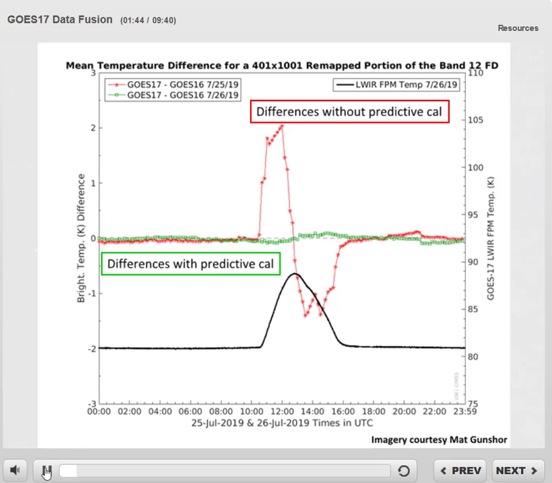This figure shows improvement brought about by predictive calibration. The figure compares band 12 in late July, at the start of the fall equinox heating period, and before band 12 saturates. The red line shows a difference between the mean GOES-16 and GOES-17 band 12 brightness temperature values in a region on the equator on July 25, 2019, before predictive calibration. The green line shows much smaller differences, a great improvement, on July 26, 2019, after predictive calibration was implemented into the GOES-17 ground system.